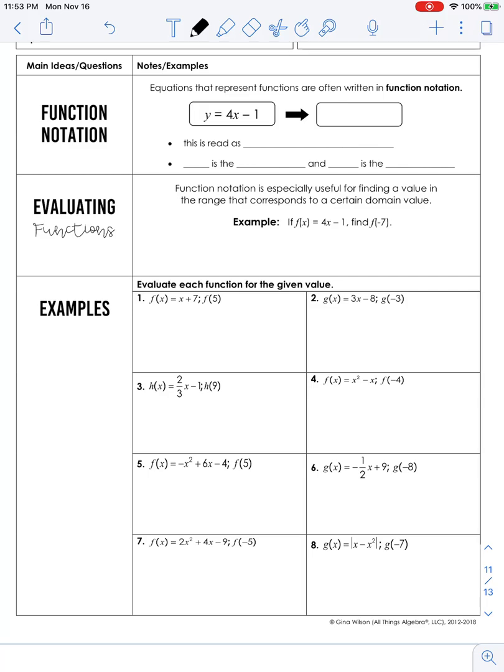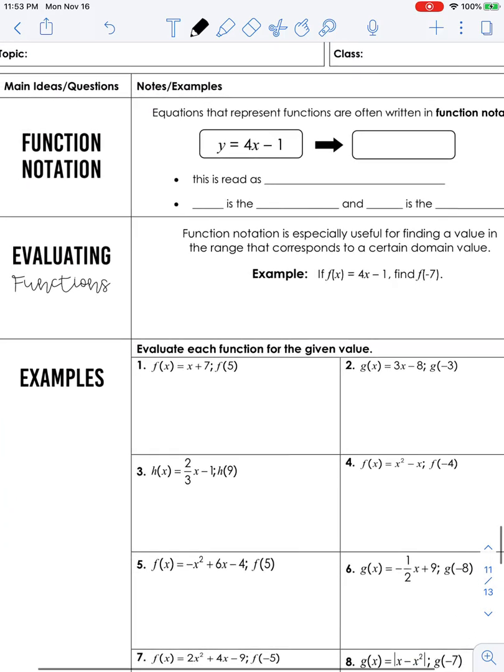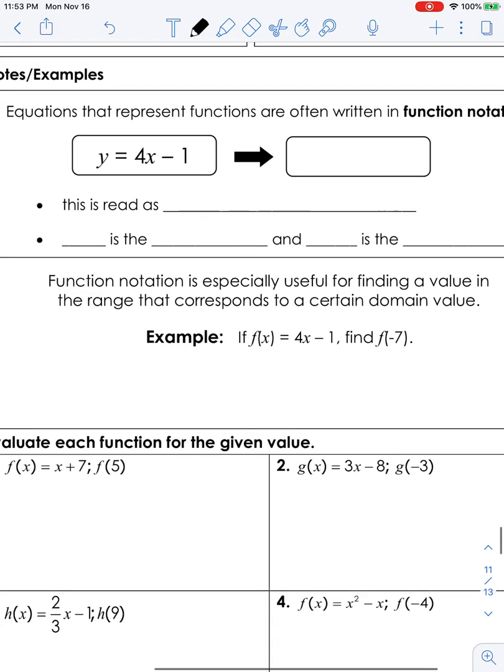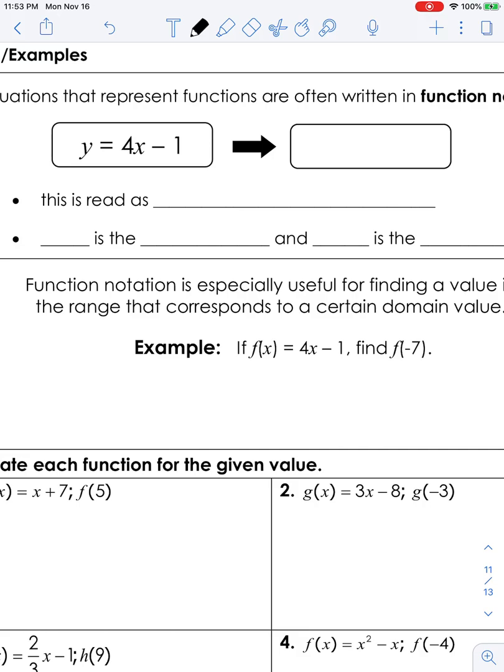Okay, next video, we're doing function notation and evaluating functions. All right, so coming to this first part right here on the function notation box. What we see, it says y equals 4x minus 1. So the function notation on this, really all you're doing is you're taking out the y and you're putting in f of x.